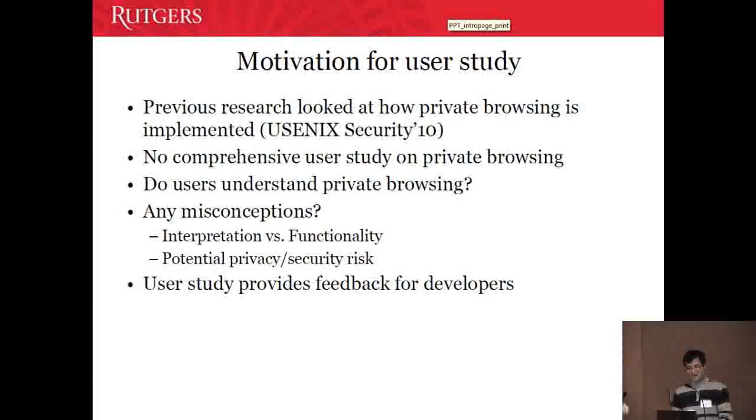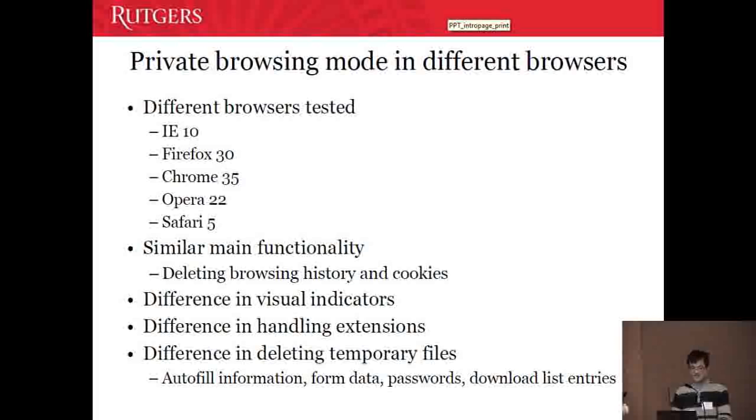We look at private browsing mode in different browsers. There are 5 browsers we tested: IE, Firefox, Google Chrome, Opera, and Safari. They all have similar functionality: deleting the browsing history and cookies. But there are subtle differences in terms of the visual indicators. So how do you know that you're actually in the private browsing mode?